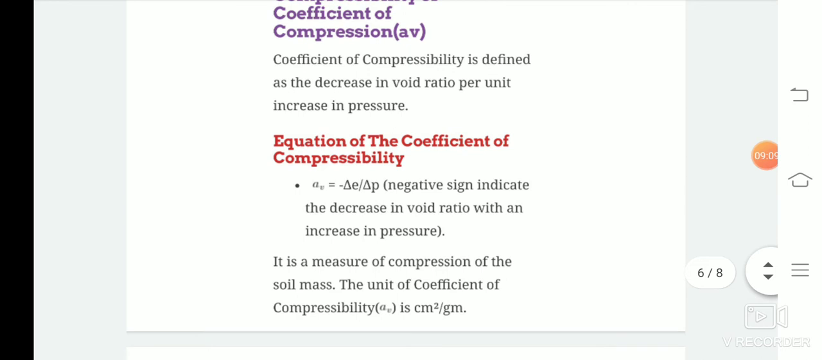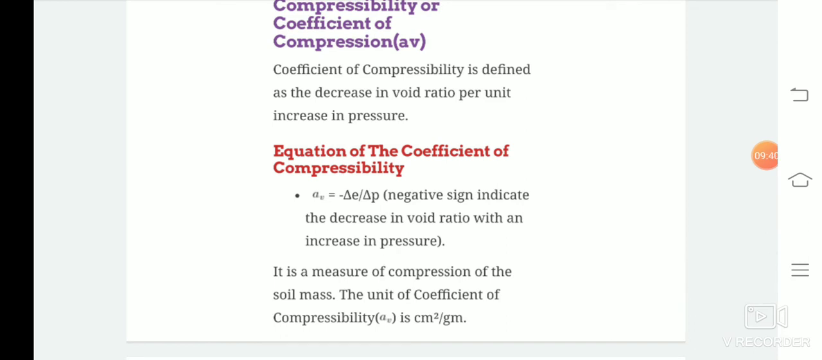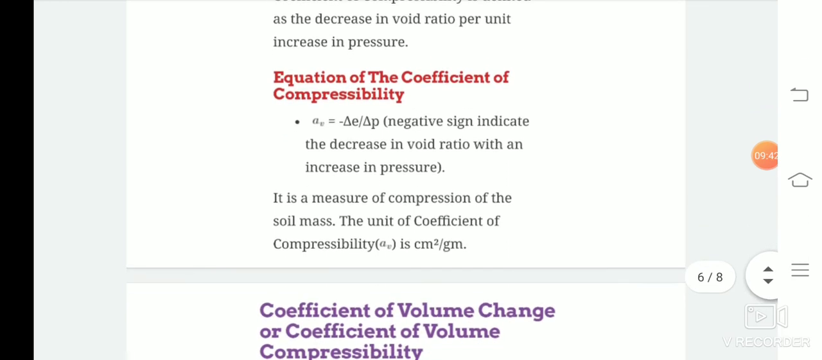As we can see in the equation, it is represented by av. So av equals minus delta e divided by delta P. Why is it negative? The negative sign mainly indicates the decrease in void ratio with an increase in pressure. It only indicates the direction, not the amount, that the void ratio is decreasing with increase in pressure. This is not calculated in magnitude. It is measured in terms of centimeter square per gram. So this is the coefficient of compressibility.